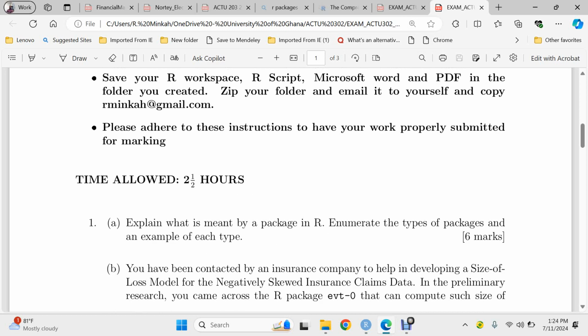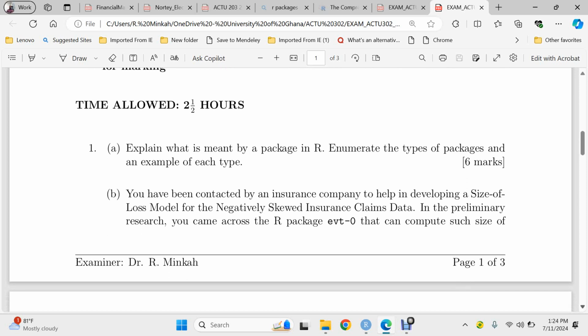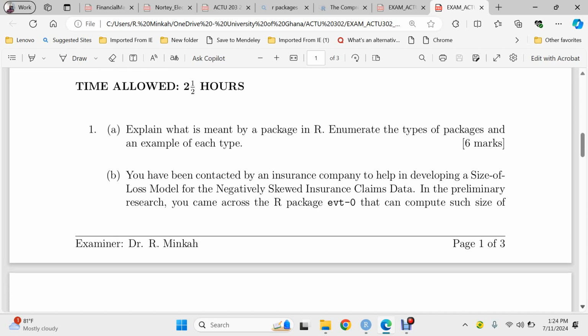So you see that I said I can ask you something on packages. These are types of packages and so forth, just to see whether people are taking notes and other things in class. So then I give you a preamble.